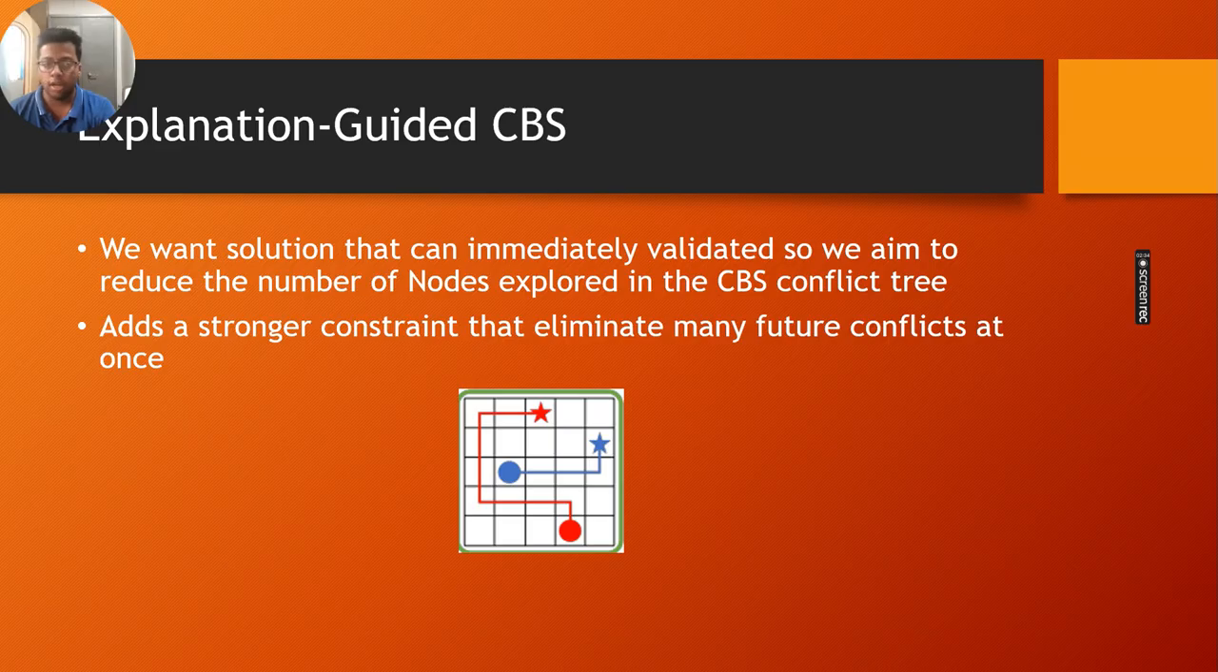So in general, in conflict-based search, even after finding a solution, we have to explain it. That means to validate the solution, we have to simulate it. It will take a large amount of time. To avoid it, we can use explanation guided conflict-based search, where even if the obtained solution is not optimal, it can be obtained faster and requires no explanation, which is more cost effective.